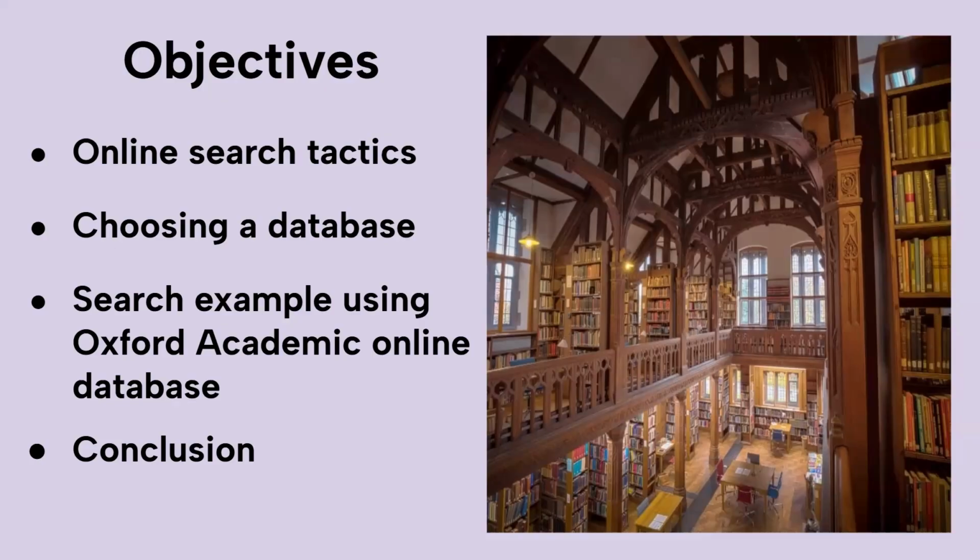So our objectives for today are, first, we're going to go briefly through 8 online search tactics that will make searching within a database a lot simpler. Then we're going to go over, really briefly, choosing a database and how to find the one that's best for you. Then we're going to use a search example using the Oxford Academic Online Database. I have a fake research topic we'll go over, and go over the database itself. And then we'll get to our conclusion.